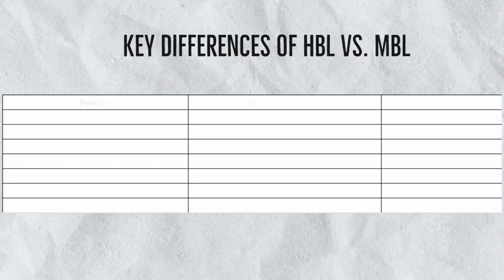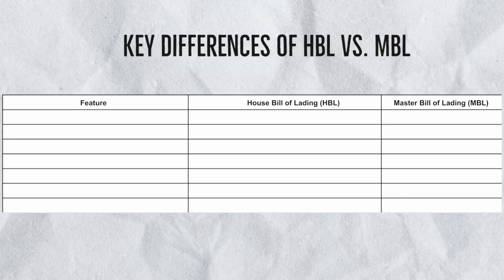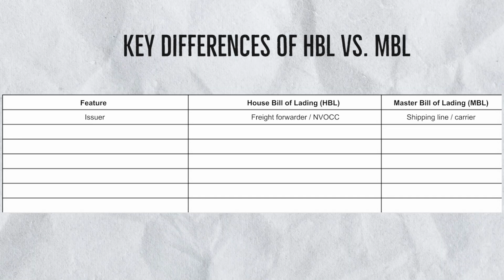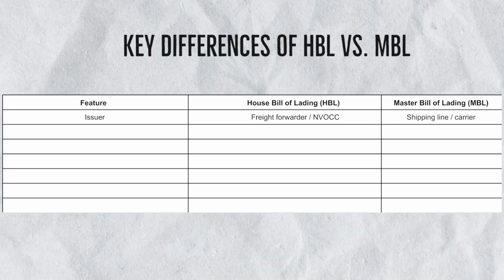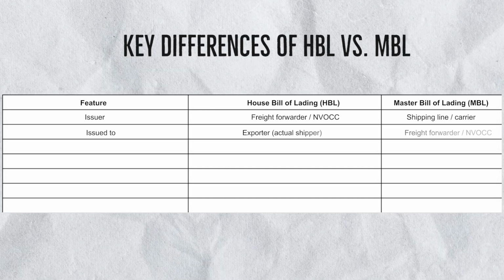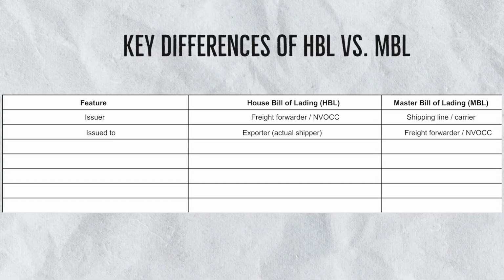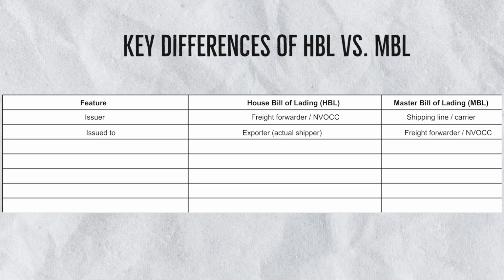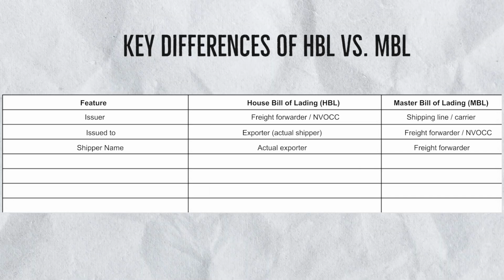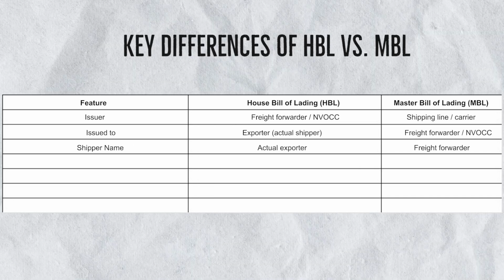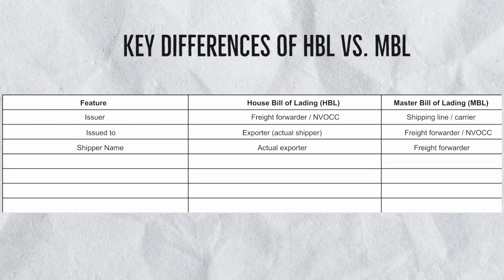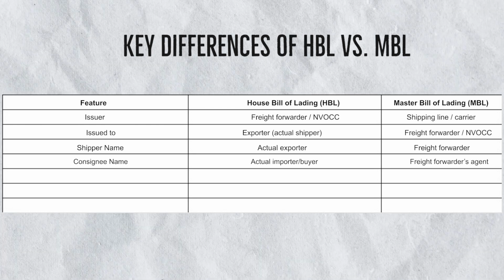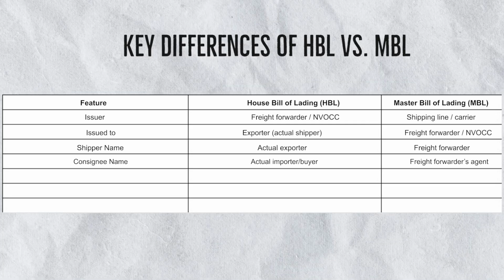You can see here features of HBL and MBL. First is issuer. In HBL, freight forwarder or NVOCC, and in MBL, shipping line or carrier. The second one is issued to. In HBL, exporter, it means actual shipper, and in MBL, it is freight forwarder or NVOCC. Third is shipper name. In the HBL, actual exporter, and in the MBL, freight forwarder. Fourth is consignee name. In the HBL, actual importer or buyer. In the Master BL, freight forwarder's agent name.